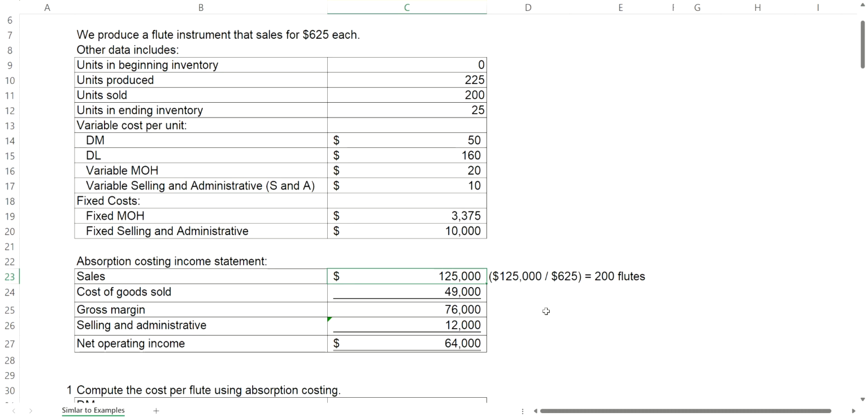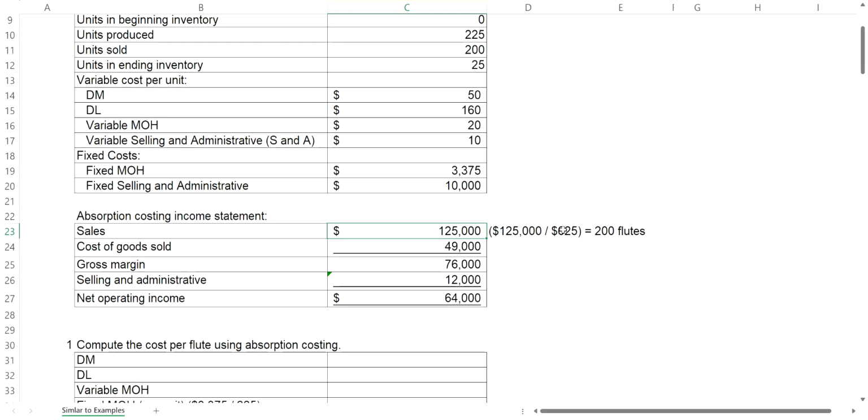$125,000. And by the way, that breaks down to the selling of 200 flutes like we show above. Because if you take the $125,000 and divide it by the selling price of $625 per flute, that gives you 200 flutes sold. We'll take out cost of goods sold of $49,000. We'll discuss how we came up with that in a moment, to leave us with $76,000 gross margin.